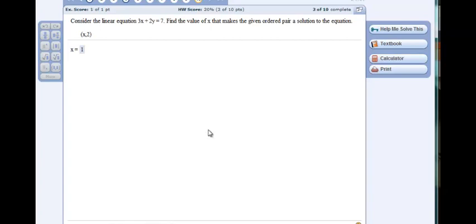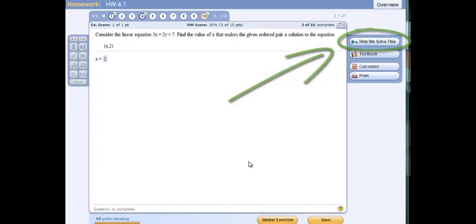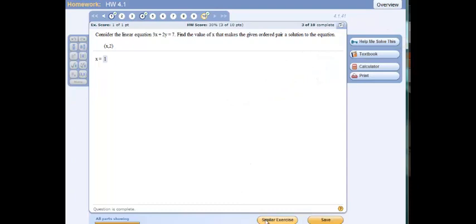Hopefully this isn't too difficult. Remember, there is this nice little button over here that has helped me solve this if you do get stuck. And if you want extra practice doing the same problem more than once, hit the similar exercise button so it'll regenerate you another problem. Good luck on your homework and good luck on your quizzes.